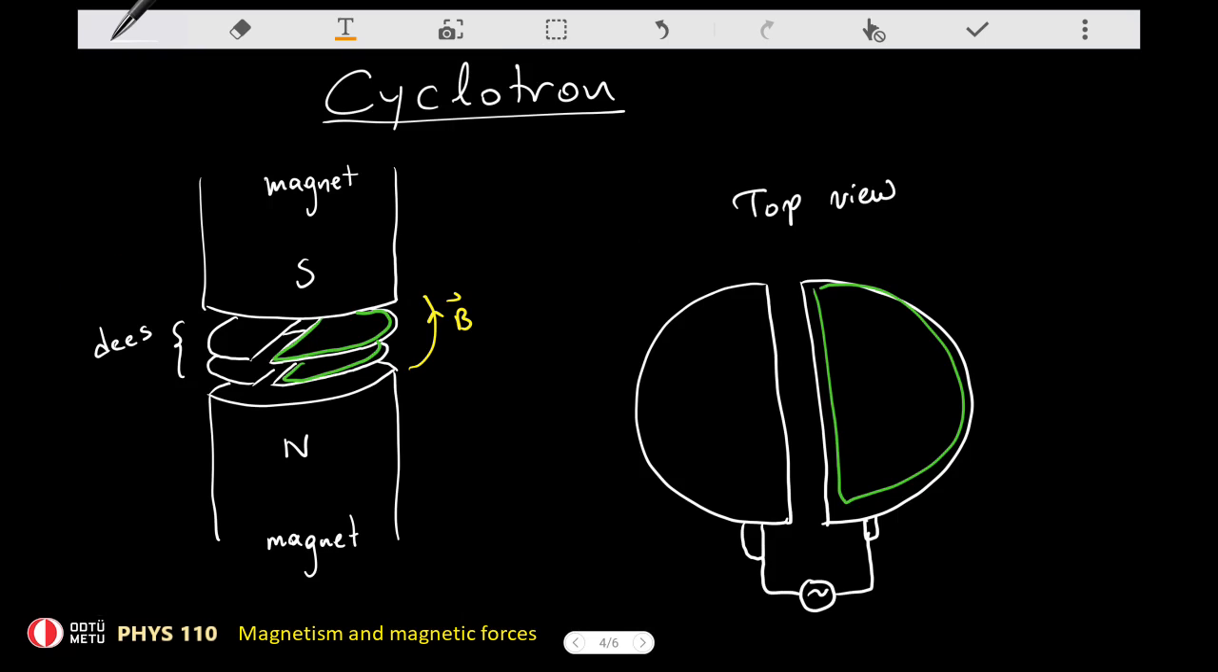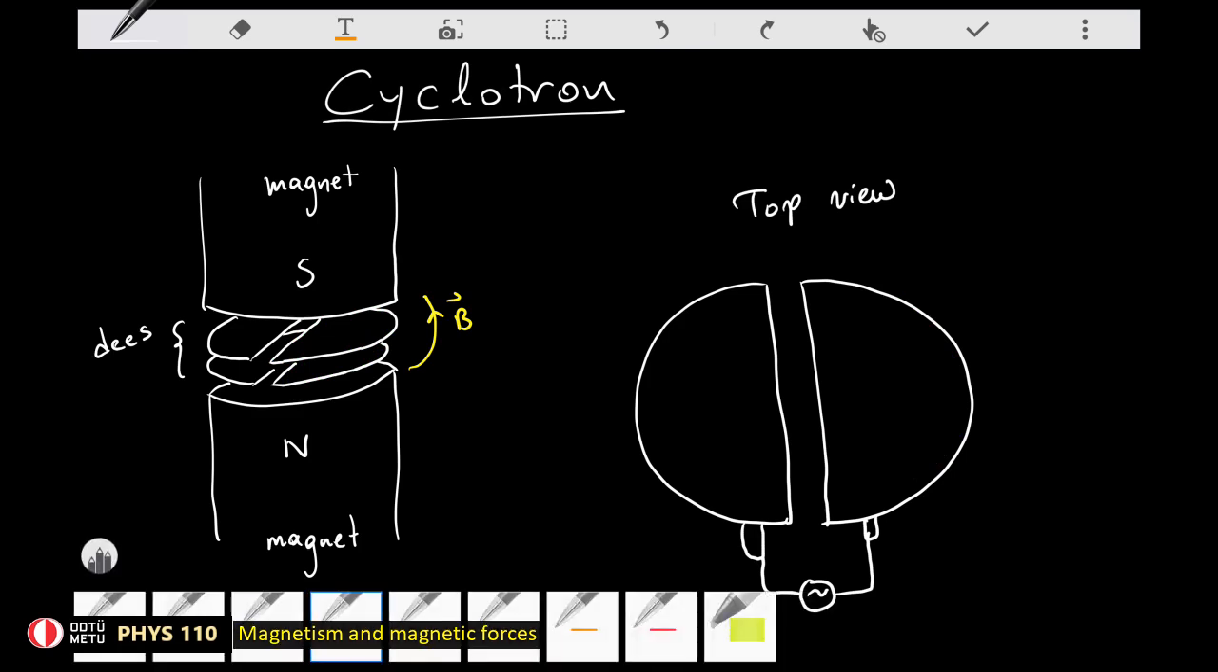So as a result, the particles in here would be moving with constant speed. But of course, they are going to follow a circular trajectory because of the presence of the magnetic field. But they won't be accelerating within that region. So let's keep this in mind. And it's similarly the case for the other region.